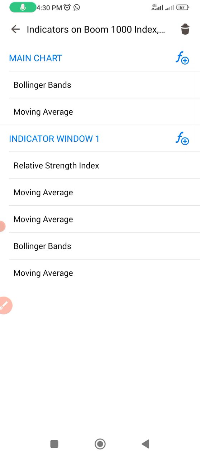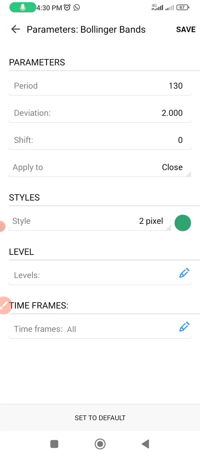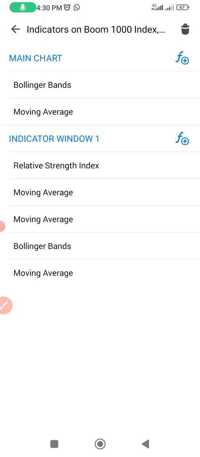Okay, this is our indicator setup. First we have the Bollinger Band. The period is 130, deviation is 2, shift is 0, apply to close and 2 pixel. Then you save. Now then we have our moving average on the main chart. Period is 10, the method is exponential. You apply it to close.